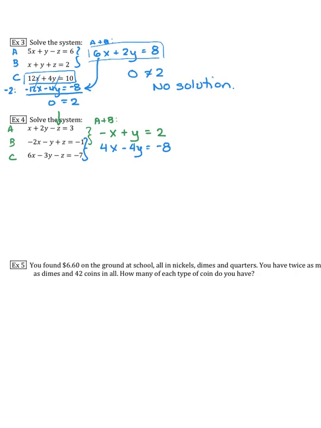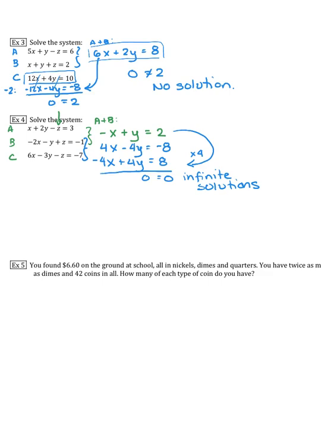I think what I'm going to do is multiply this top one by 4. So that gives me a negative 4x plus 4y equals 8. And notice what happens is I get 0 equals 0. So yes, I have infinite solutions. However, you're not allowed to just say that, because even though I can plug in anything for one of the variables, the other variables, like if I plug in anything for x, y and z are going to be controlled by what you plug in.